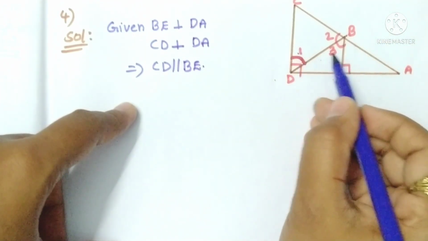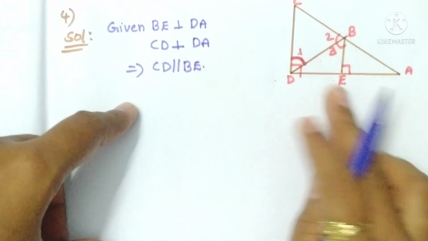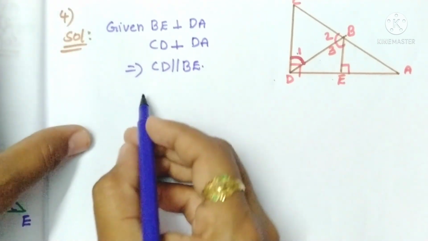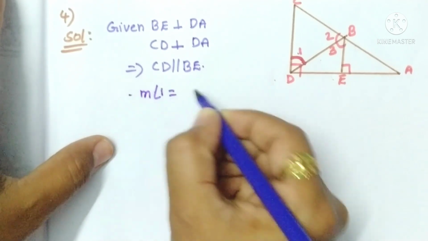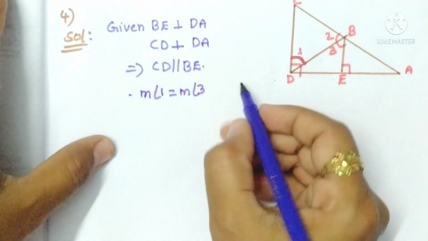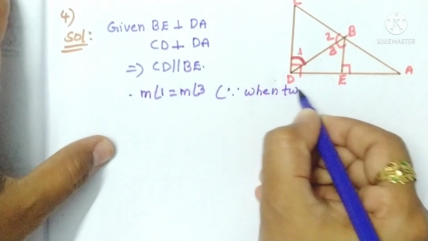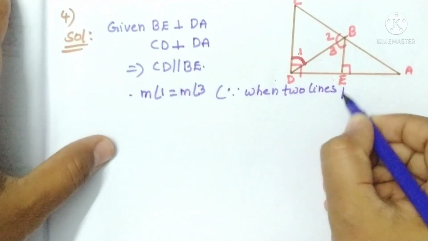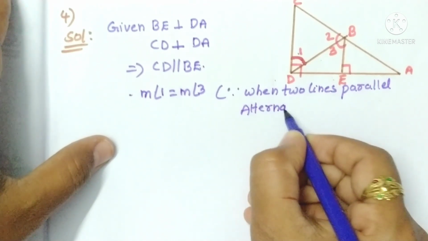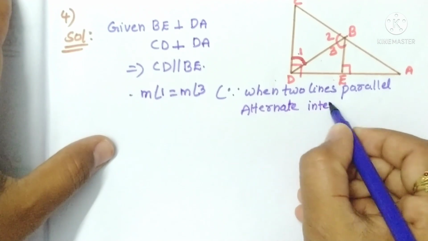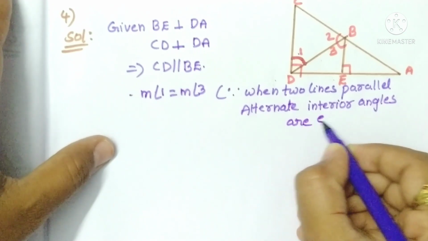See now, angle 1 and angle 3 are alternate interior angles, right? When these two lines are parallel, the alternate interior angles are equal. So the measure of angle 1 is equal to the measure of angle 3. Reason: when two lines are parallel, alternate interior angles are equal. That's it.